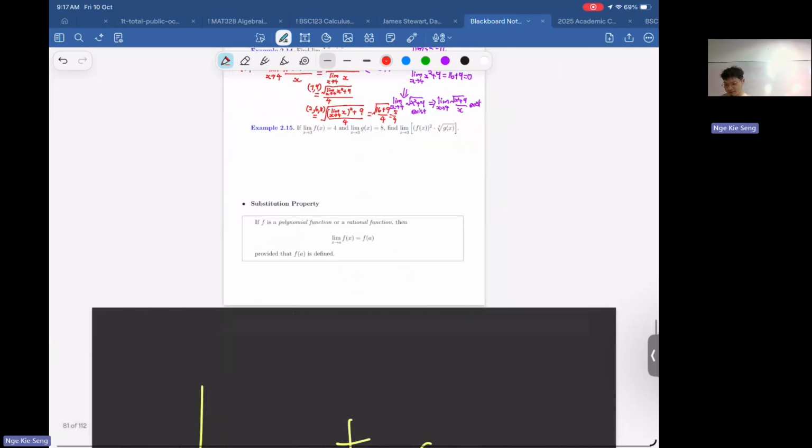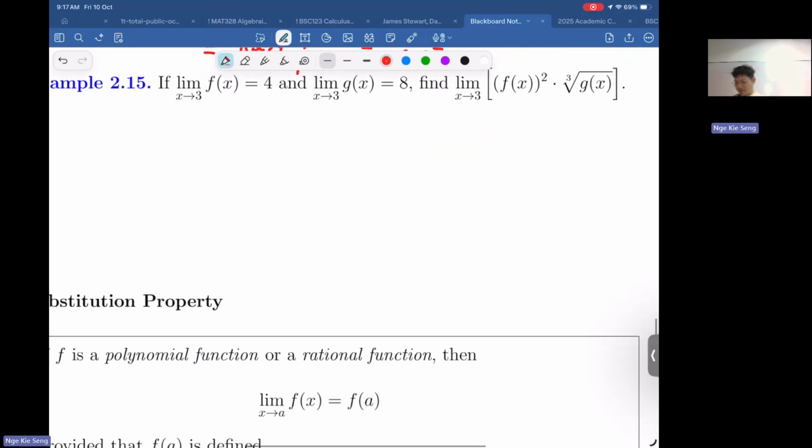All right, let's continue. How about 2.15? I told you what the limit of f and g is as x approaches 3, but I didn't tell you what f and g are. Does it matter or not? Depends, right? Depends on what the question was. The question just asks about the limit. It doesn't require you to do any substitution to get the limit, right? We just need to use the laws.